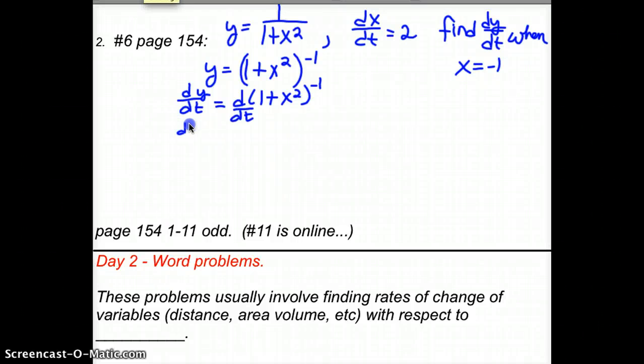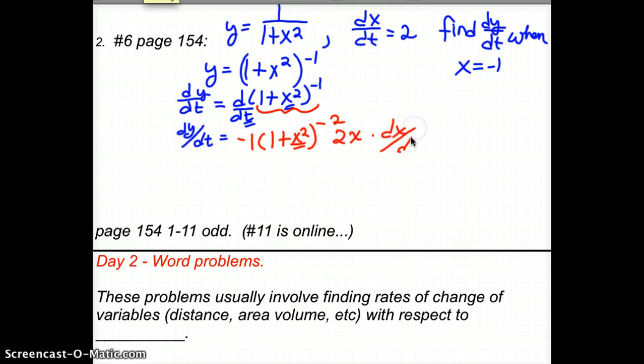So now I say that my dy/dt is equal to, and again, I don't have a variable match here, so I'm going to consider the chain rule. I'm going to take the derivative of the inside function with respect to x, and then I'm going to do x with respect to t. So I would say that's -1 times (1 plus x squared) to the -2 times the derivative of the inside, 2x, and then dx/dt. It's a chain rule problem where you just kind of tack that on.